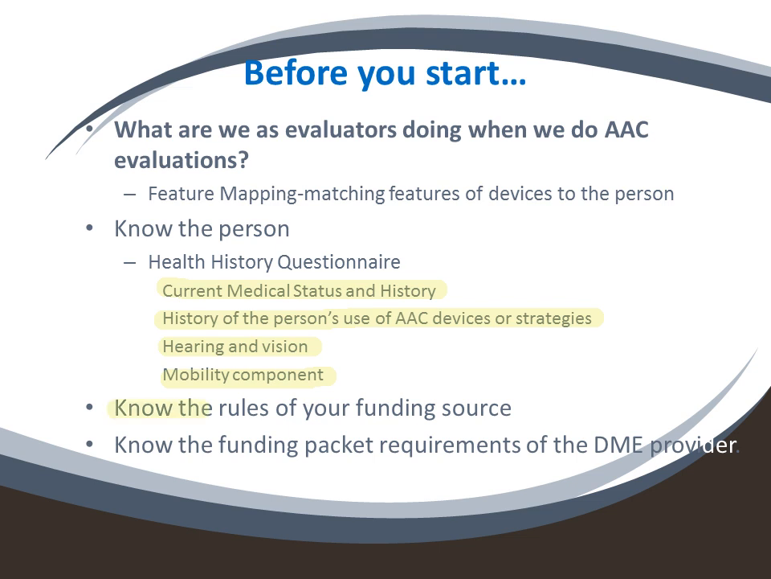Before you start, you want to know the rules of your funding source. And the only way you do that is knowing what the person has. Who is going to be funding the device? Is it Medicare? Is it Medicaid? Is it a combination of both? Is it private insurance with Medicare? All the different funding sources have different rules for your report writing. So you want to have a copy of those cards and know exactly who you're going to be turning this into so that you can write your report accordingly.